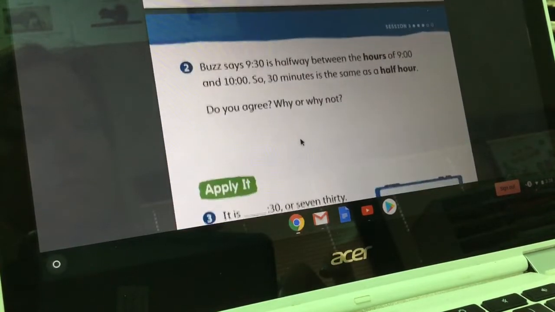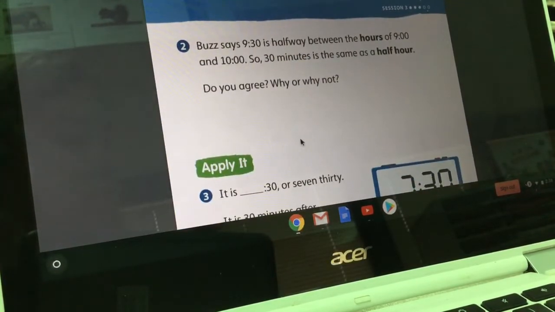Okay. Please go to the next page, which is 527. And our friend Buzz has a problem for us. Buzz says 9:30 is halfway between the hours of 9 o'clock and 10 o'clock. So 30 minutes is the same as a half hour. Do you agree? Why or why not?